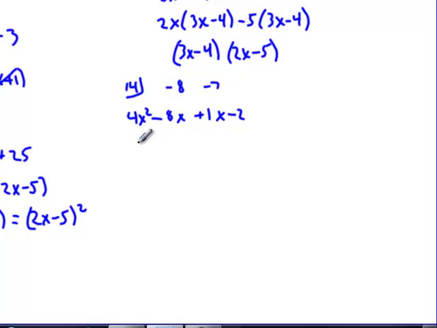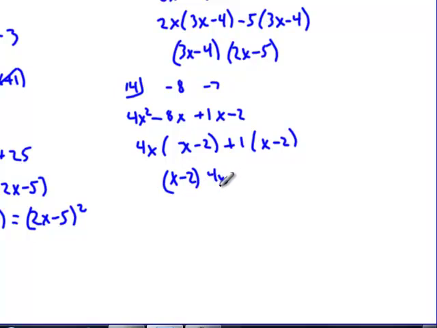Out of the first group, I'm taking a 4x out of there, leaving me with x minus 2. Out of the second group, the only thing I can do there is take a 1 out of there. Makes it easy. I'm left with x minus 2. So my answer would be x minus 2 times 4x plus 1.